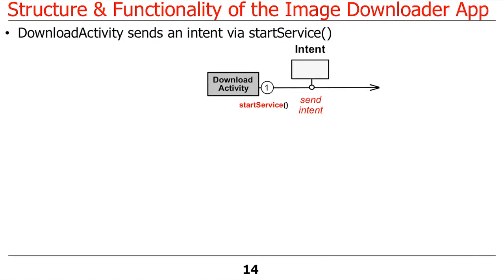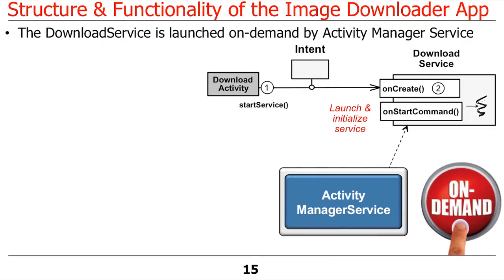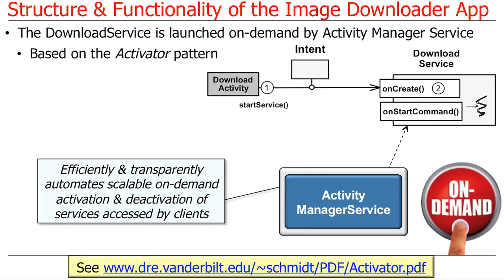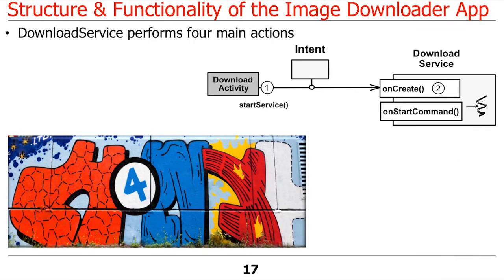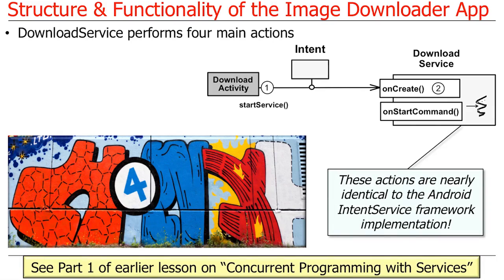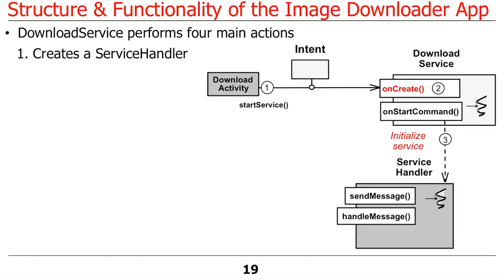Download activity sends an intent via the start service method we've discussed before. In response to this intent, the Activity Manager service launches the download service on demand, using the activator pattern, which efficiently and transparently automates scalable on-demand activation and deactivation of services accessed by clients. The download service performs 4 main actions. These actions are nearly identical to the Android Intent Service Framework implementation that we discussed in Part 1 of our earlier lesson on concurrent programming with services.